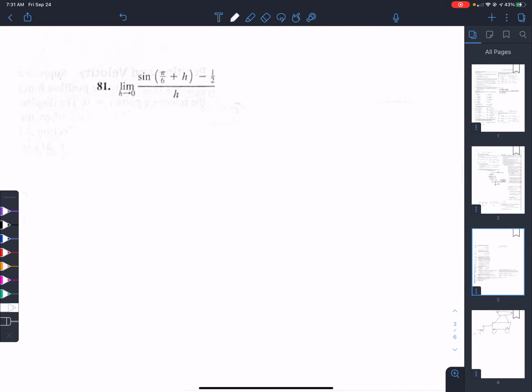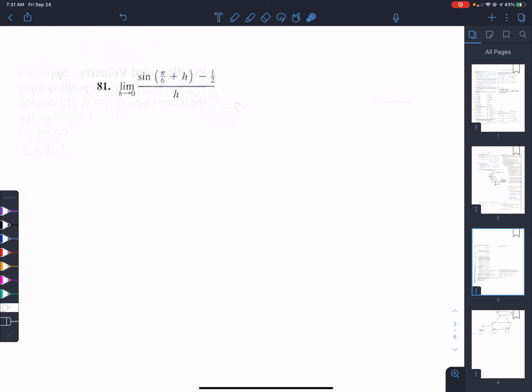This is section 3.5, number 81. So we have a limit here. And if we were to plug in 0 here, sine of pi over 6 is 1/2, minus 1/2, the top comes out to be 0, and the bottom 0. So this is indeterminate. So normally with an indeterminate form, we try to rewrite this, factor, cancel, multiply by the conjugate, and you will be very stuck.